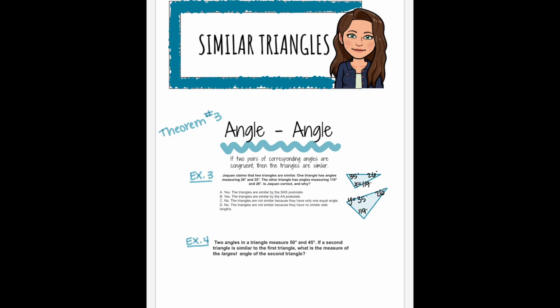That leaves us with the second triangle. We'll call this angle Y, it has to be 35 because those 3 numbers add up to 180. Since all of these angles are the same, that means that the 2 triangles are similar automatically. We don't need any side information.